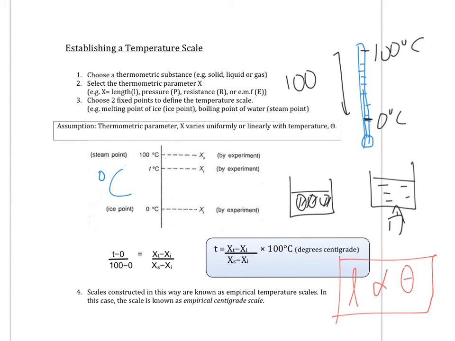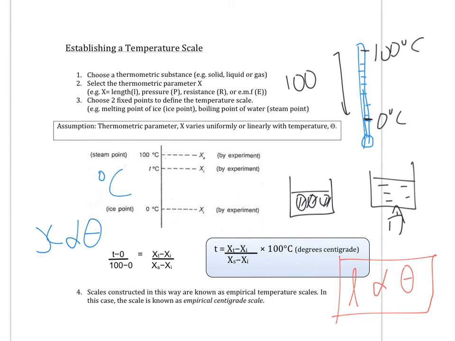Now remember, I was telling you one of the important assumptions in the empirical centigrade scale is that you're assuming, in this case, the length of mercury is proportional to the temperature. So generally, if you are also going to consider other types of thermometers, we're going to say that the magnitude of the thermometric property is proportional to the temperature. Okay, so this is an assumption.